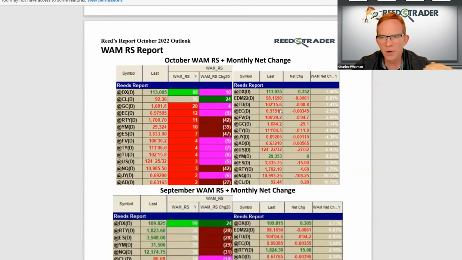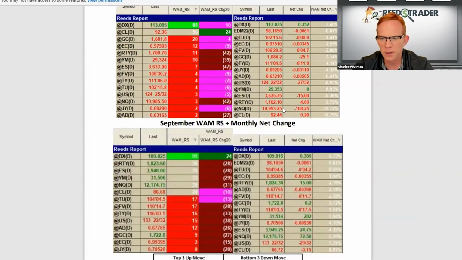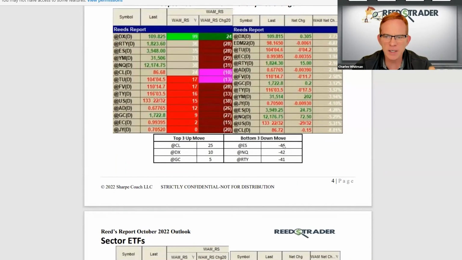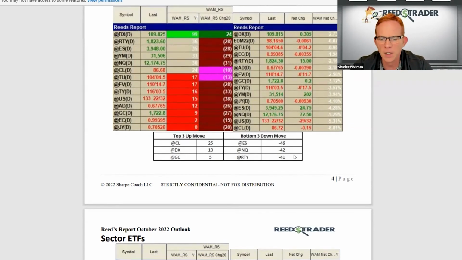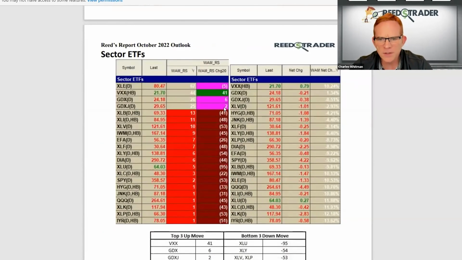When we look at the WAM relative strength report for October, you can see that stock indexes rolled over hard. This is basically off of FOMC in September, when Powell came out and really affirmed, the market was hoping they would start to back off on the rhetoric about raising rates, but he basically pushed on, saying that they were going to continue to raise rates and do so aggressively. So here's the sector ETFs.